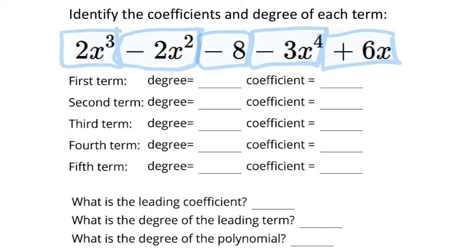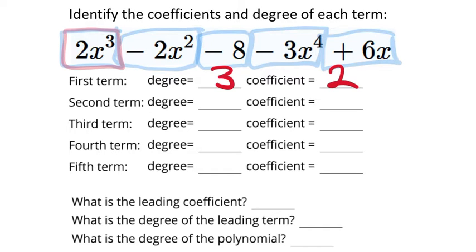So the first term, well, do we have a degree for that term? I'll do this one in red. Well, the degree of that term is the exponent for the variable x, which is 3. What's the coefficient? Well, I see that the number that's being multiplied by the letter x there is 2. The coefficient is 2.